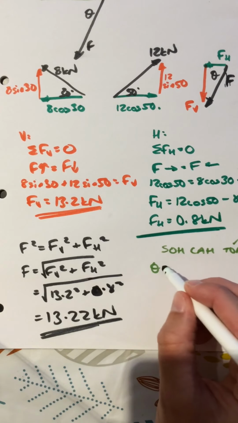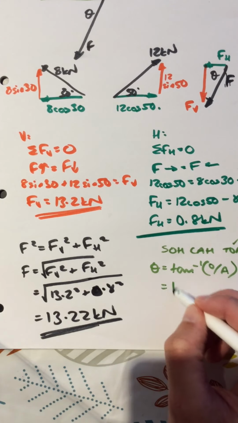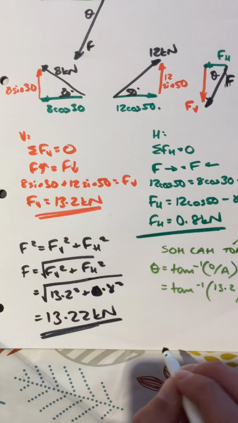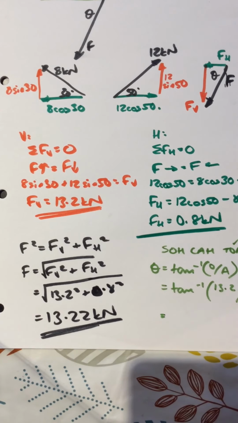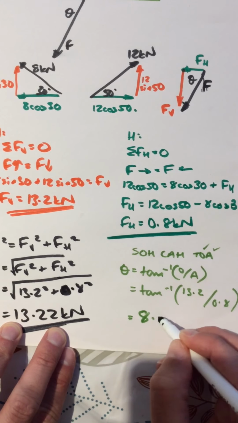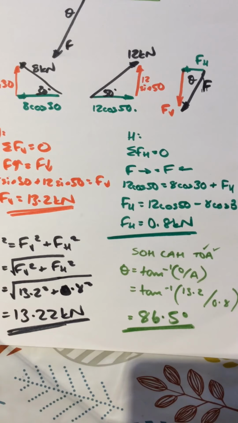Okay, so theta is equal to the inverse tan of the opposite over the adjacent. So that's inverse tan of 13.2 over 0.8, which gives us an angle of 86.5 degrees. Okay, so our final answer there is that F is 13.22 kilonewtons at an angle of 86.5 degrees.